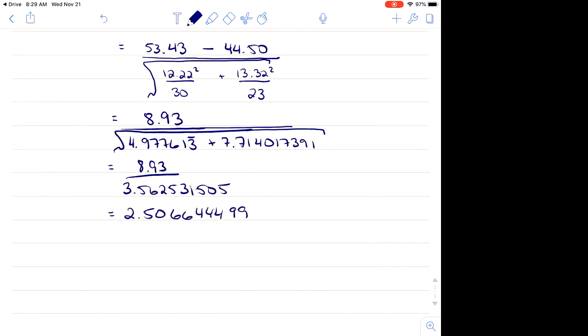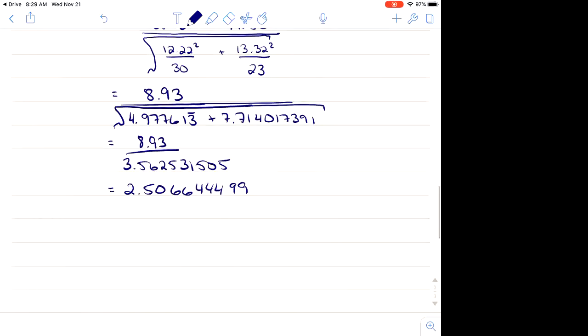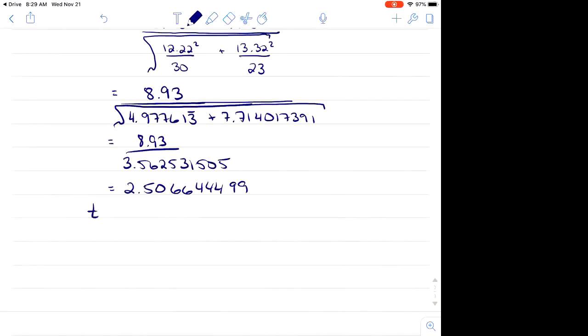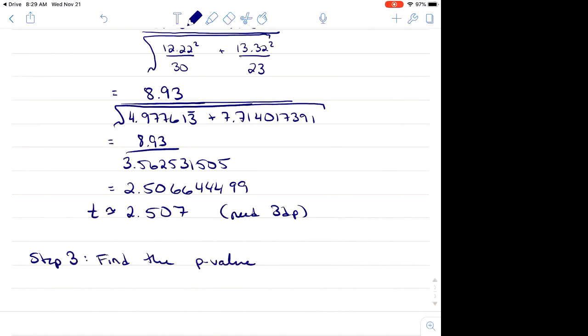So our t then, we have to have at least 3 decimal places. So t, I'm going to use 2.507. Need 3 decimal places, at least 3 decimal places. Cool. So we've got our t. Step 3, find the p-value. It takes the same form every time.